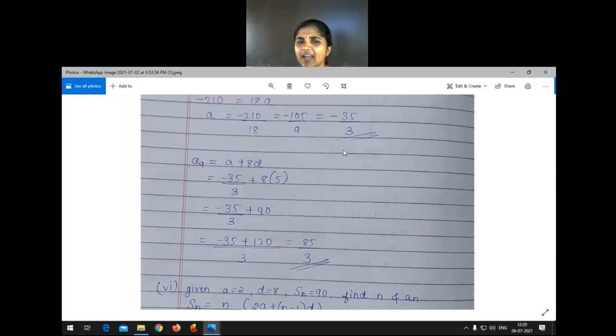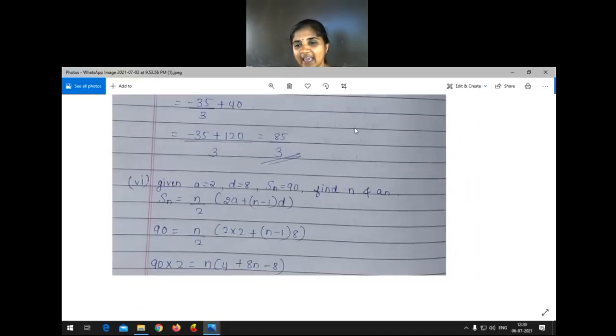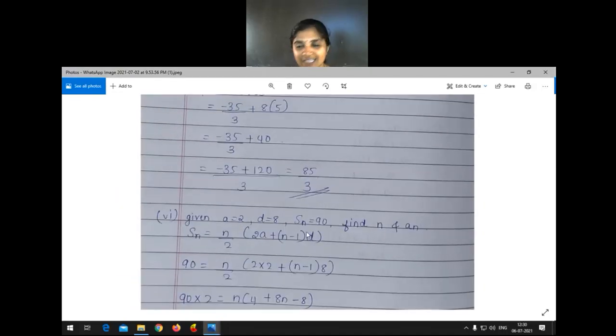Very direct. For A9, everything is ready. A plus 8D. A is minus 35 by 3 plus 8 into the difference, which is given in the problem as 5. Then minus 35 by 3 plus 8 fives are 40. By applying the LCM method, we got the simplified answer as 85 by 3. How many of you got this answer, 85 by 3? Raise your hands. Yes, same answer. Very good. Now we are moving to the sixth question.